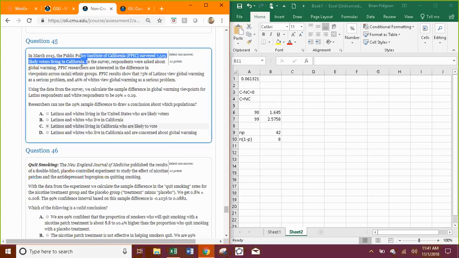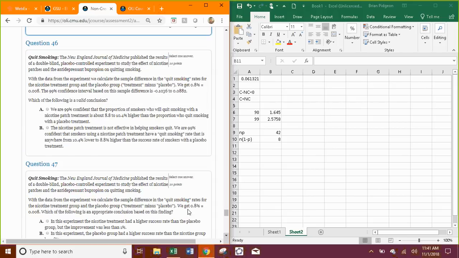Latinos and whites living in California who are likely to vote, because that's what our survey was. That's from where our survey was taken from: 7,525 likely voters in California, and then we sampled Latinos and whites.